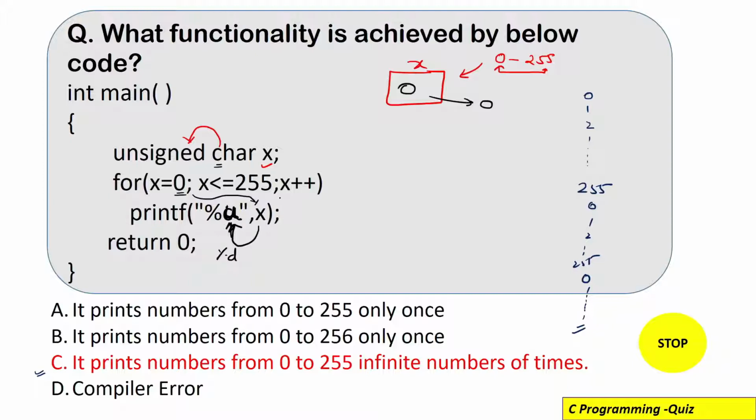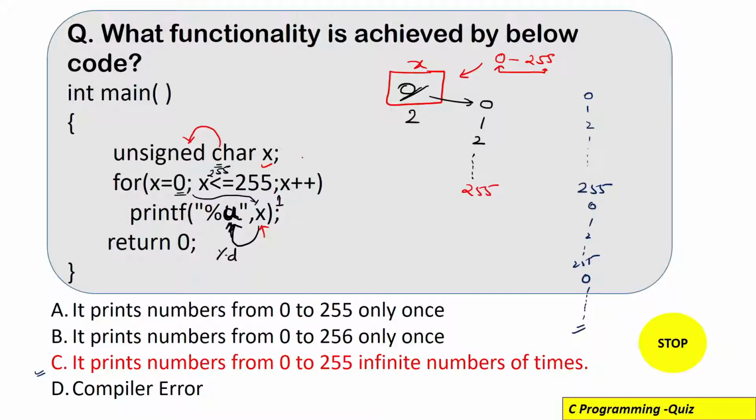Next time when x is 1, I will print 1. This will keep on going. Next time it will be 2, then I print 2. Till 255, when x is 255, I will print the value of x, that is 255.